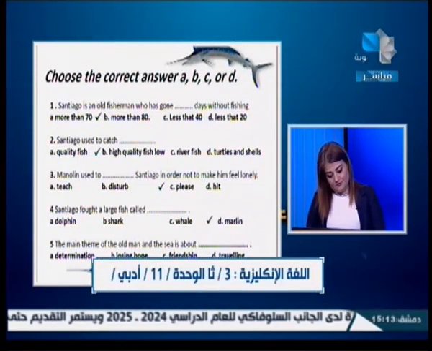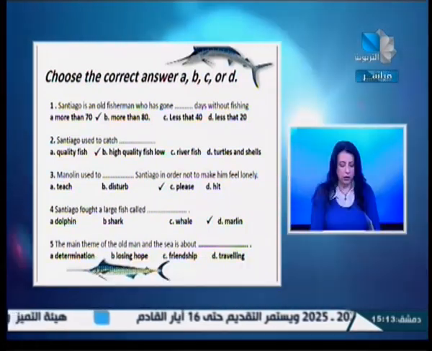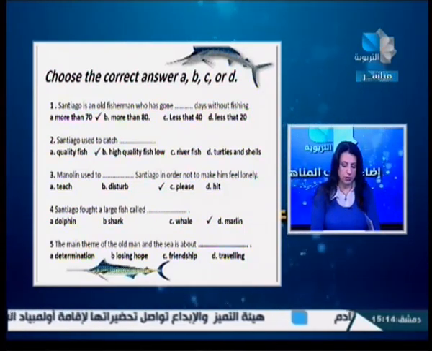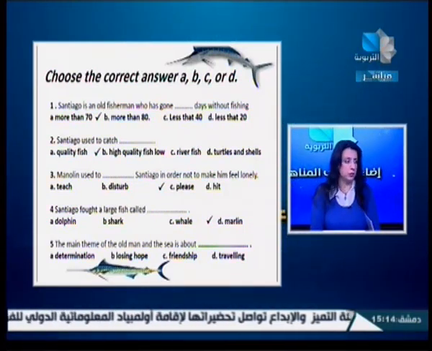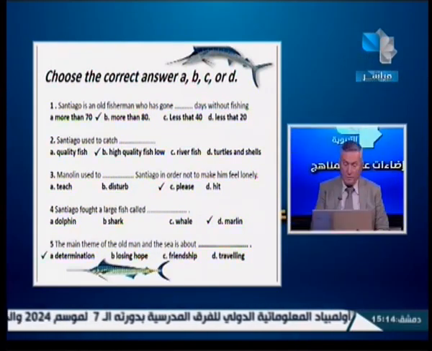Marlin. Number five. The main theme of The Old Man and the Sea is about A, determination, B, losing hope, C, friendship, or D, traveling. Well, it's about many themes, but the main one is determination. Determination. Right.